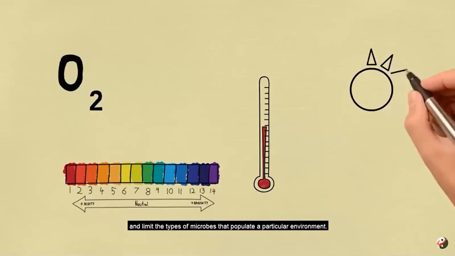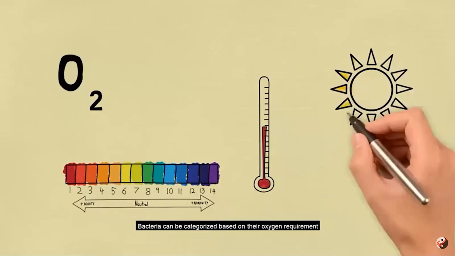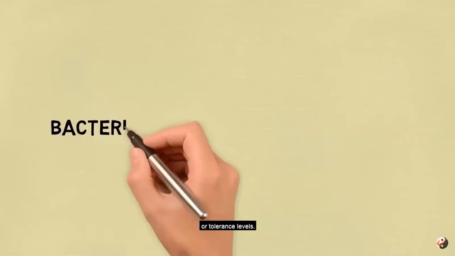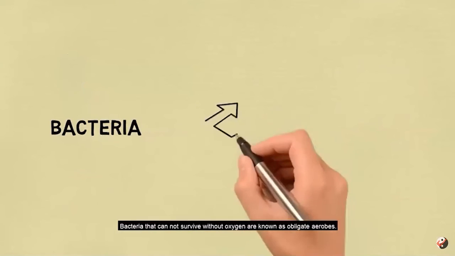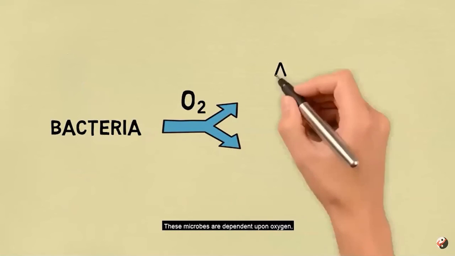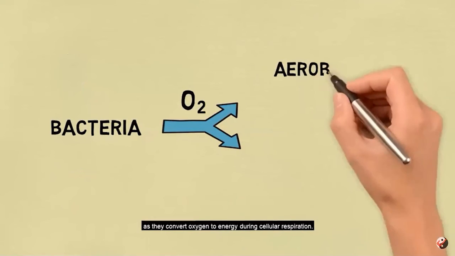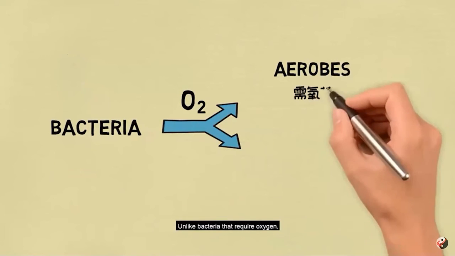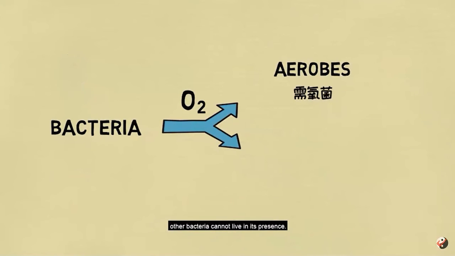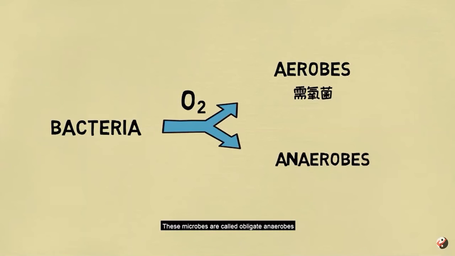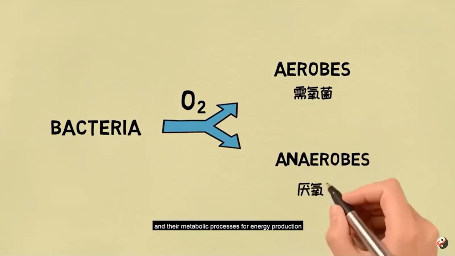Bacteria can be categorized based on their oxygen requirement or tolerance levels. Bacteria that cannot survive without oxygen are known as obligate aerobes. These microbes are dependent upon oxygen, as they convert oxygen to energy during cellular respiration. Unlike bacteria that require oxygen, other bacteria cannot live in its presence. These microbes are called obligate anaerobes, and their metabolic processes for energy production are halted in the presence of oxygen.